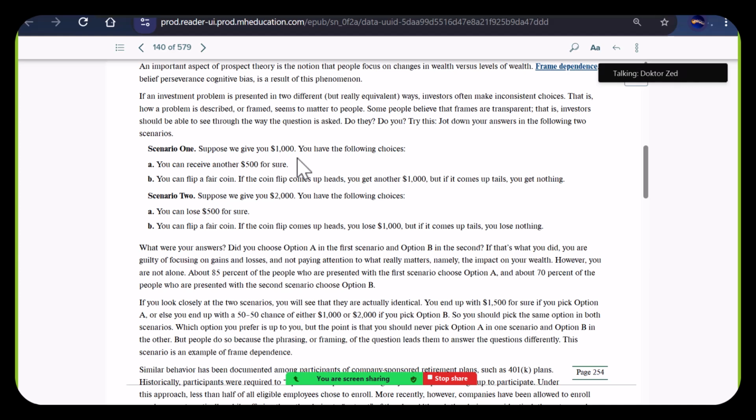Okay, you'll sure get 4,500. And how about scenario two? Anybody wants to go with that?